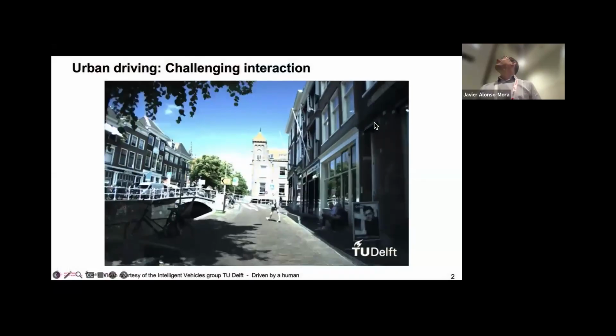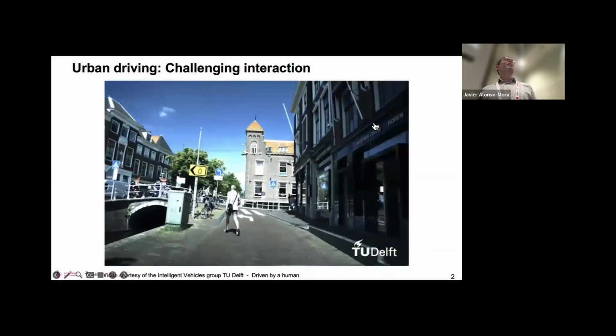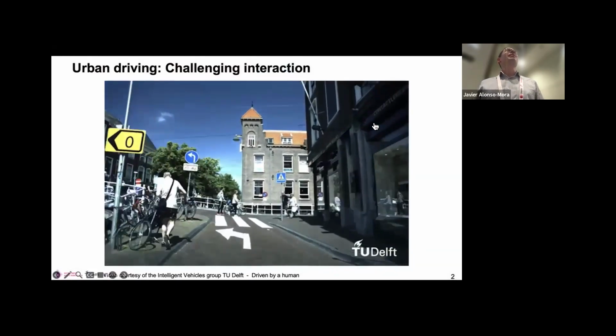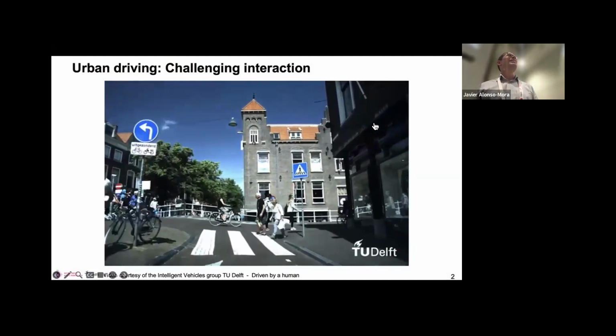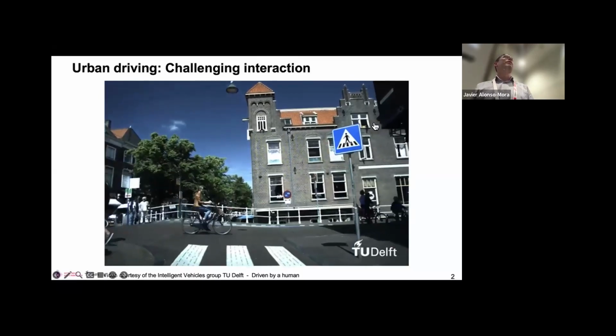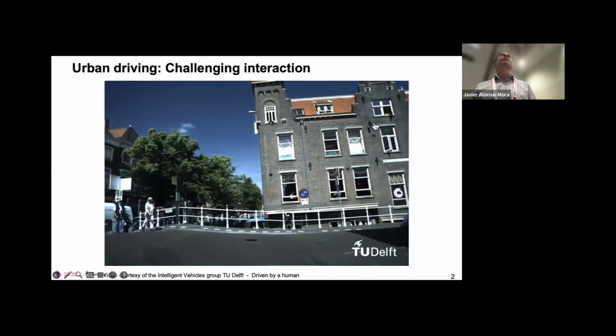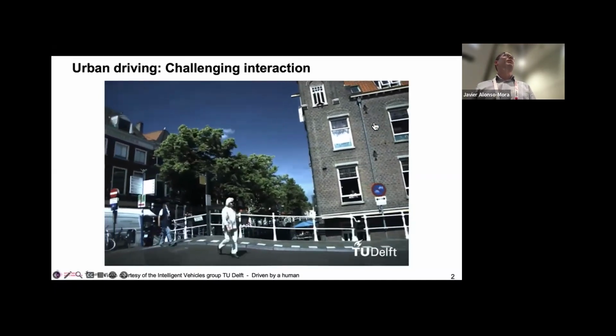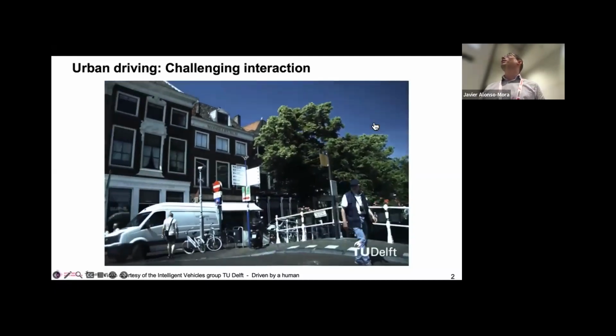Okay, now it's working. So, this is a video recorded from a car driven by a human. We cannot do this yet with a self-driving car, but it can give you an idea of how complex it will be for our robots or our self-driving cars to navigate in complex environments shared with humans. So this is the city of Delft.